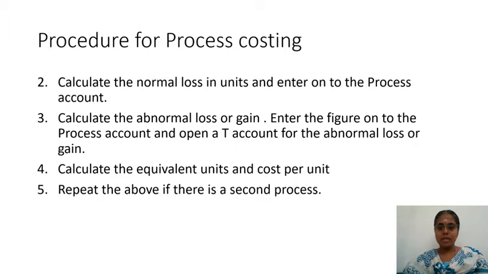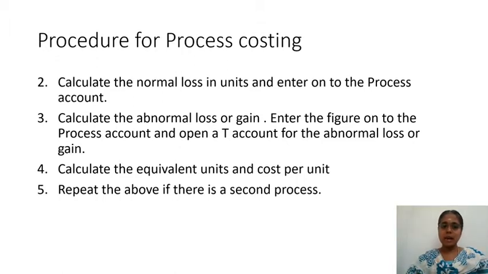So after writing the format in the first stage, you are now going to find the normal loss. The normal loss units are to be calculated first. Say if there is 100 kg of material that is put as input and 10 percent is the loss, you have to calculate the units. So it is 10 kgs, and enter that number of units there. The value for the normal loss is usually 0, as I said earlier. That has to be entered in the T account.